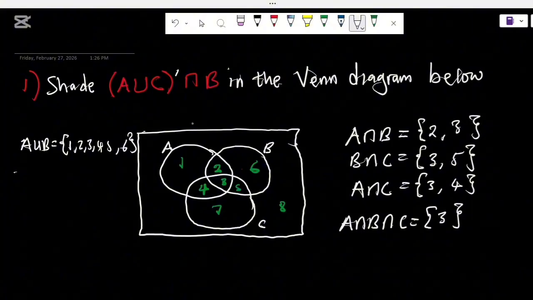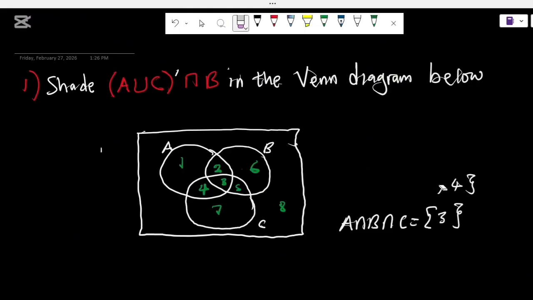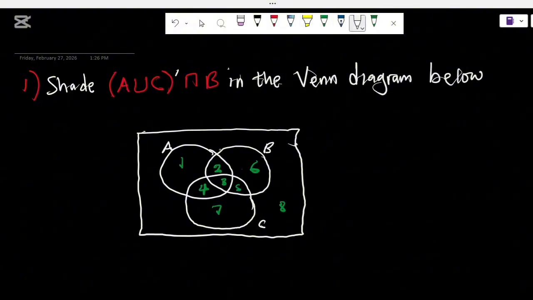Now, when you look at the question here, let's try to analyze the question here. So according to the question here, we want to shade A union C complement intersection B. Now, it's very easy here because you just have to find out what A union C is. What is A union C? It is this region. This entire region here is A union C.